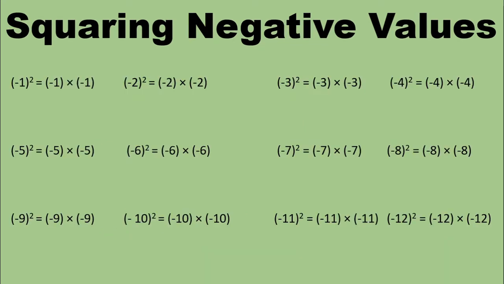Now, if you know that squaring a negative will always give you a positive answer, and you know your square numbers, all of our negative values squared have the same answers as our positive values squared. You may want to write that down.